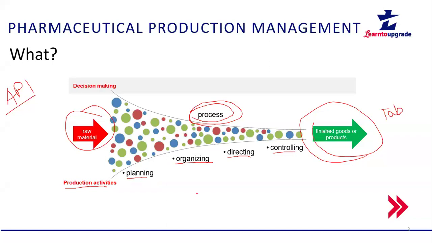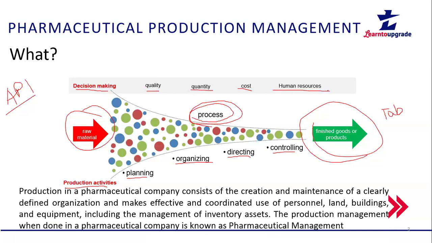But pharmaceutical production management is not just about these activities, but about taking decisions during the process. So decisions are affected by four attributes: the quality of the input such that you get a quality output, the quantity that you require, the batch size you need to take, the cost that we have to incur, and the human resources that have to be employed. So these together comprise the definition of pharmaceutical production management.